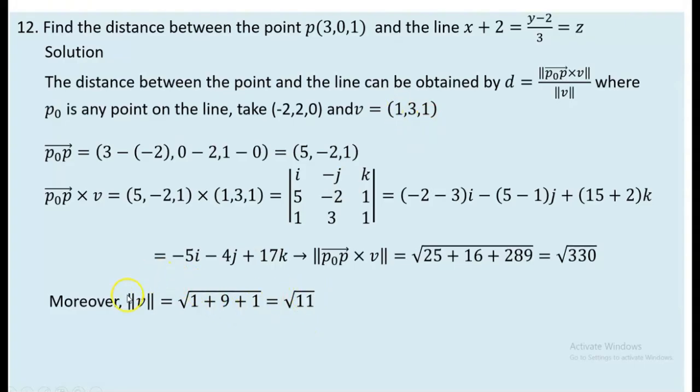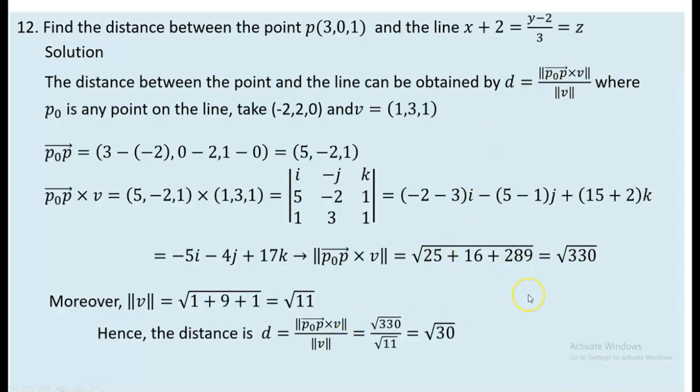Now, students, you have determined the norm of v, which is required as a denominator here. You also have determined the norm of P naught B cross v, which is required as a numerator here. So the next task is a matter of dividing this by this. So the distance now is going to be radical 330 divided by 11, and this comes to be radical 30, students. So the distance between the point and the line is going to be radical 30. So students, whenever you are asked such kind of question, please apply this procedure.